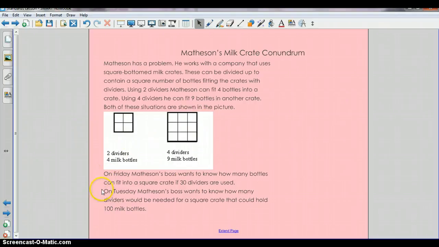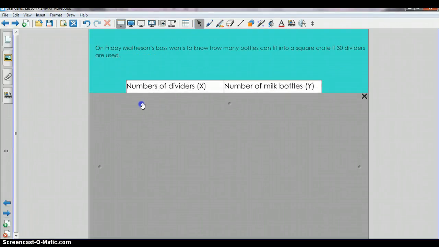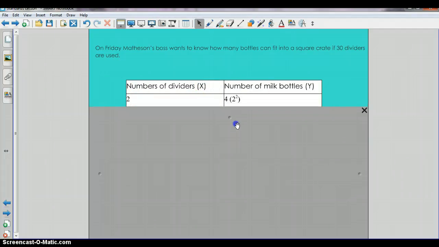So here are the 2 objective questions that we're going to focus on. On Friday, Matheson's boss wants to know how many bottles he can fit into a square crate if 30 dividers are used. So we're going to focus on that one first. So here's the question again. We're going to encourage our students to use a two-way table. Number of dividers is your X component and number of milk bottles is your Y.